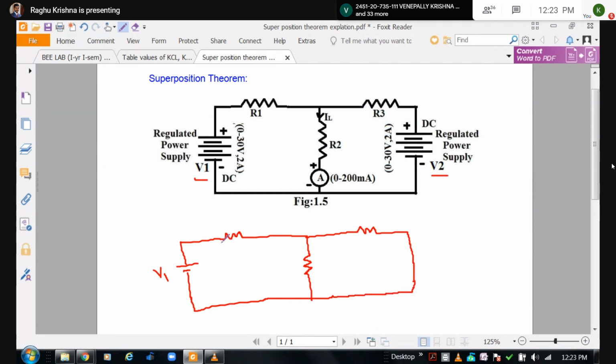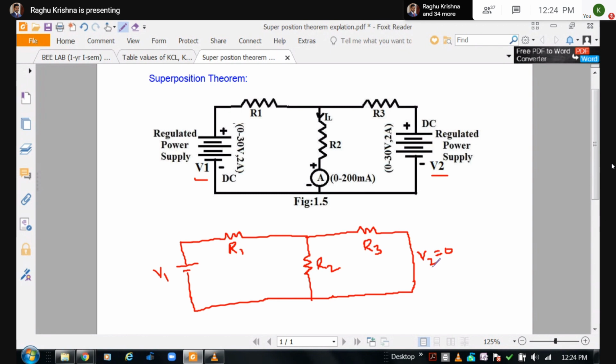So here we have R1, this is R2, this is R3. All of you draw this diagram in your book. Now what about V2? V2 is equal to 0. If you replace the voltage source by a short circuit, you are going to get a voltage of 0. You can make the voltage 0 by replacing the voltage source with a short circuit.